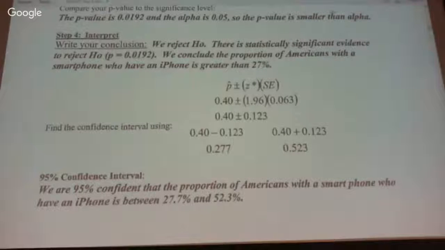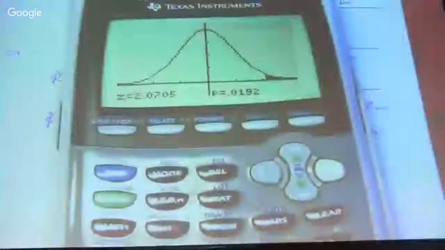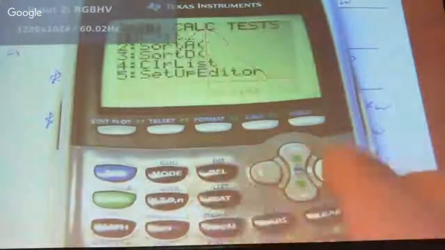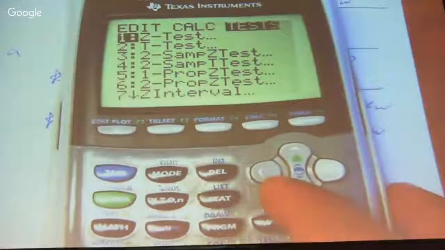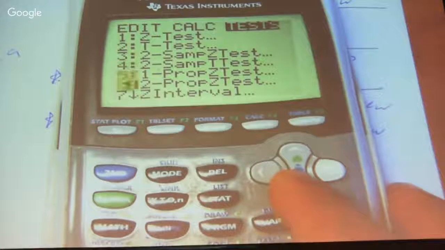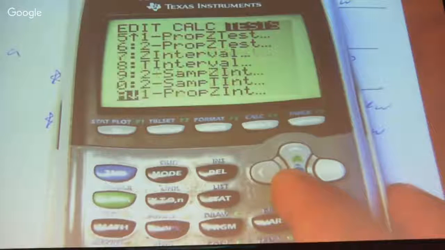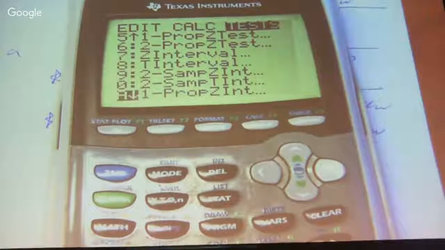Now, let's go to the calculator again. And remember the numbers. Stat, test, which one is for the 1 proportion z? 1 proportion z interval now. Which one's that? 1 proportion z interval is all the way down to A. So you got to know which one it is.